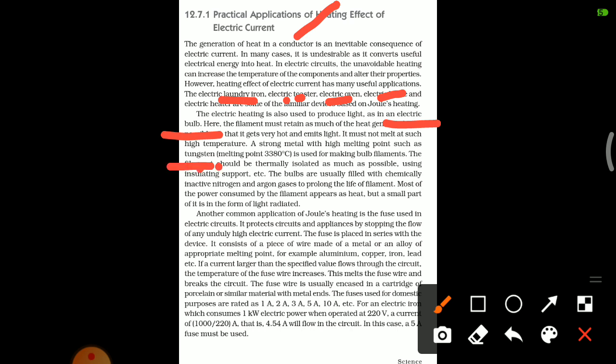It has a melting point of 3380 degrees Celsius and it is filled with nitrogen and argon gases to prolong the lifetime of the filament. Another application is the fuse, and the fuse is always placed in series. It consists of a piece of metal wire, and the metal may be aluminium, copper or iron. There are different fuse ratings: 1 ampere, 2 ampere, 3 ampere, 5 ampere and 10 ampere.